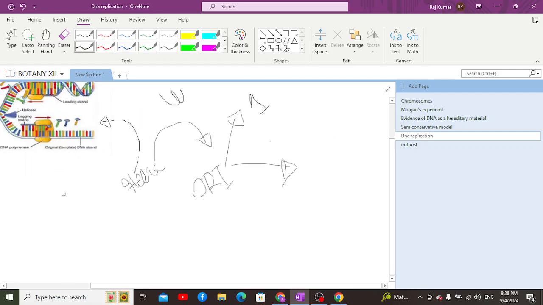All right. And one more thing that I'd like to highlight here is that the process of DNA replication only occurs from 5 prime to 3 prime. It does not occur from 3 prime to 5 prime. And it occurs from two different sides at the same time, such that it is bidirectional. It is a bidirectional replication of DNA.